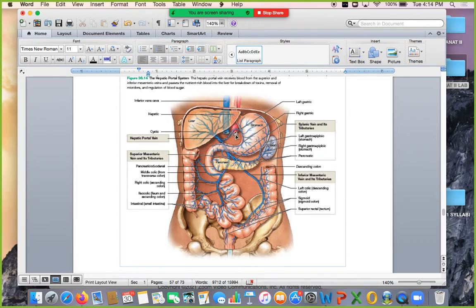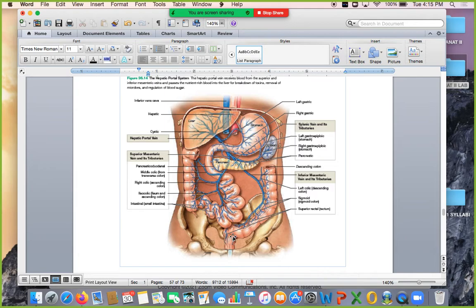straight off of the mesentery, from straight off of the aorta as well. So the hepatic portal vein is going to get blood from the superior and inferior mesenteric veins, and also is going to take the nutrient-rich blood into the liver so it can help break down any toxins or microbes that are found there and help regulate the blood sugar.